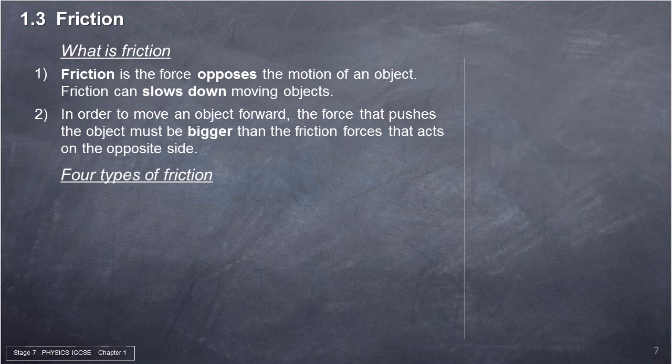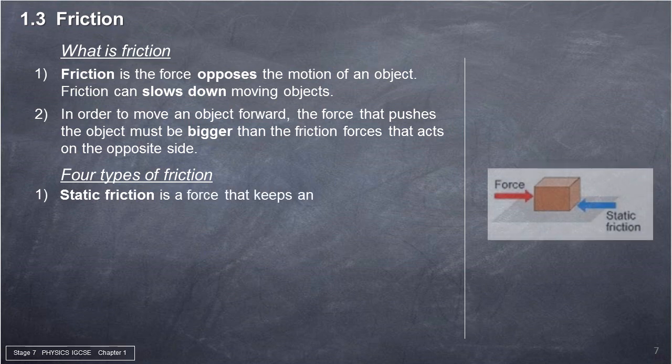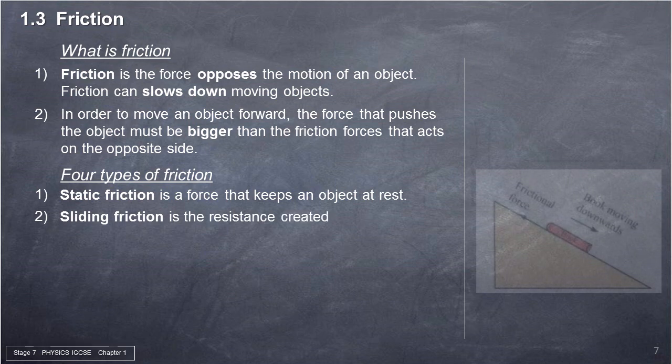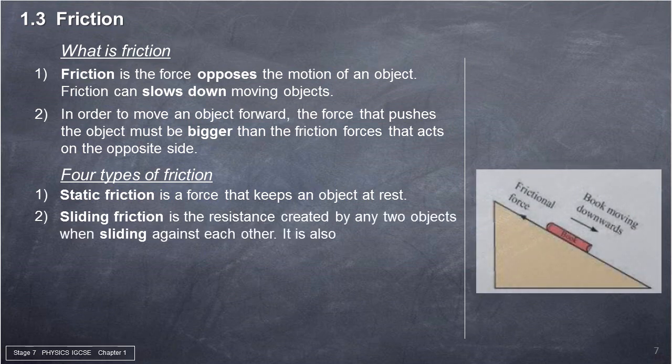4 types of friction. 1. Static friction is a force that keeps an object at rest. 2. Sliding friction is the resistance created by any two objects when sliding against each other. It is also known as kinetic friction.